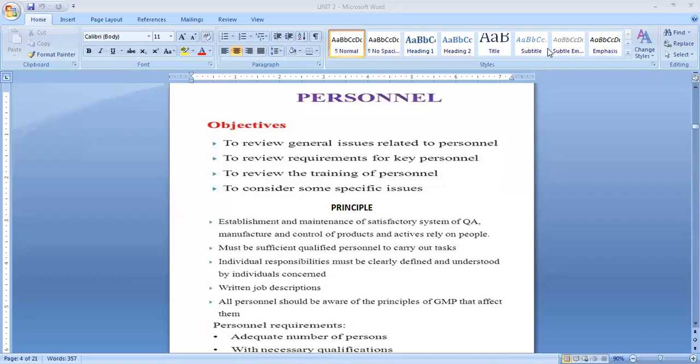Hello students, today we all will be learning about the personnel. The objectives of personnel include to review key issues related to personnel, to review requirements of key personnel, to review the training of personnel, to consider some specific issues.